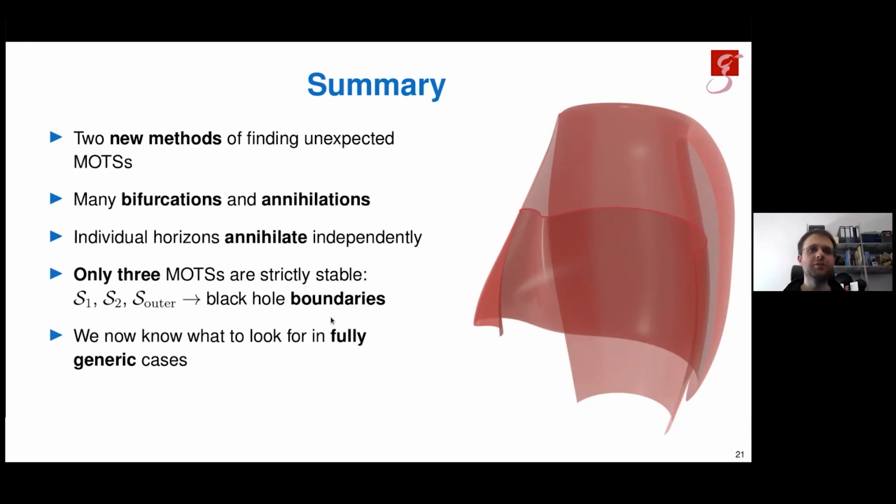And okay, if we want to go to full generality, then we now already know what a fully general MOTS finder has to be able to resolve.